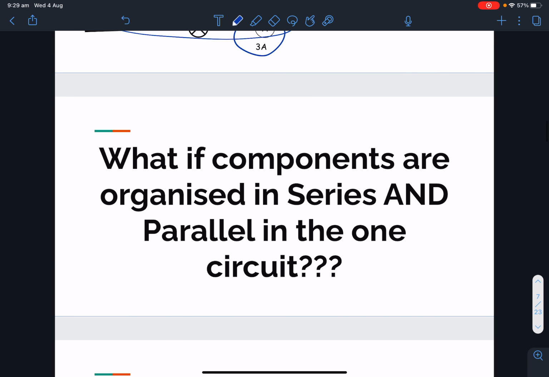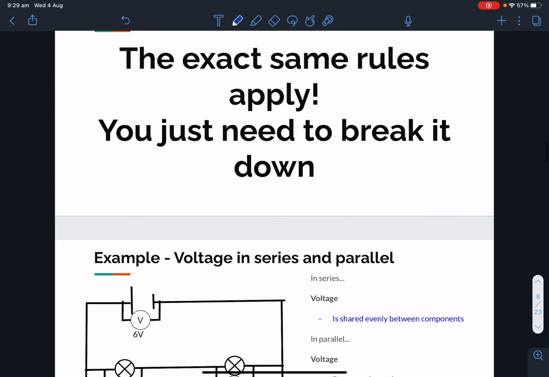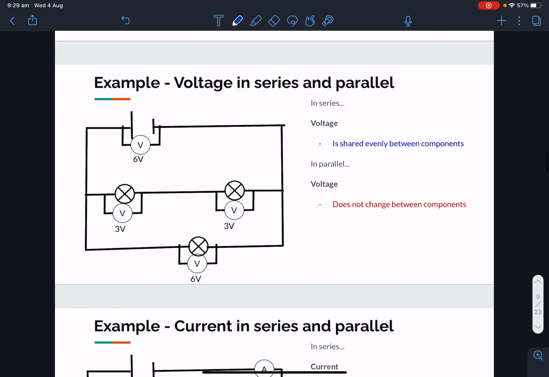What if the components are organized in series and parallel? Well, we still follow the same rules. Let's look at some examples. So here we've got a parallel circuit. We've got 2 loops, 2 possible loops. Let's consider just the voltage.